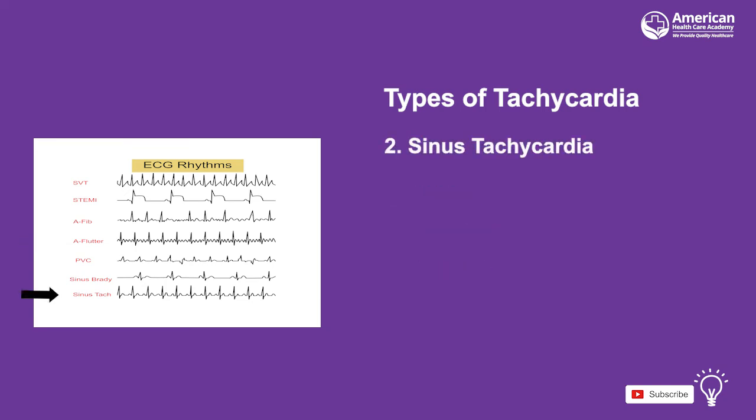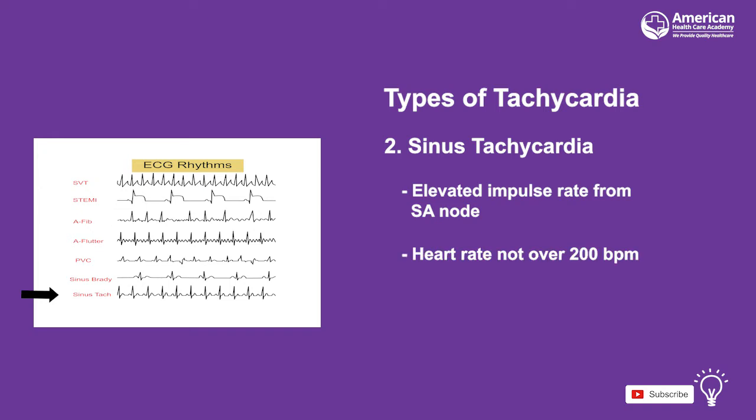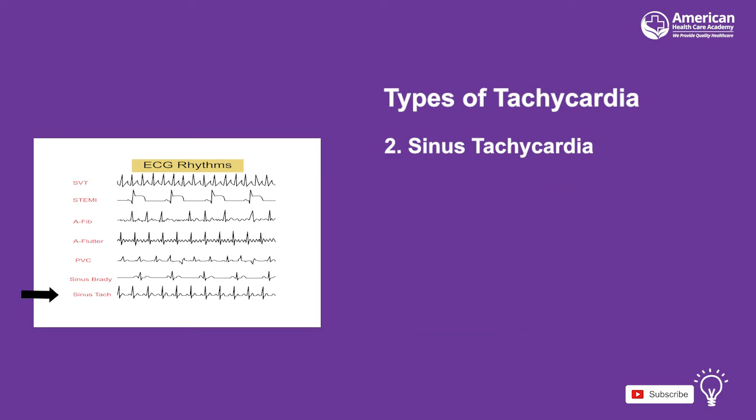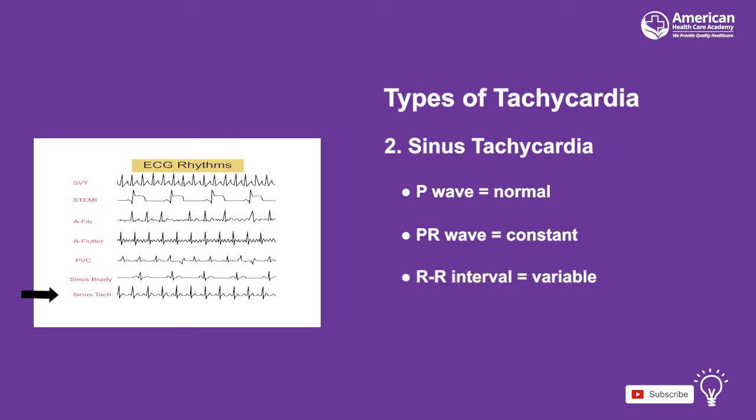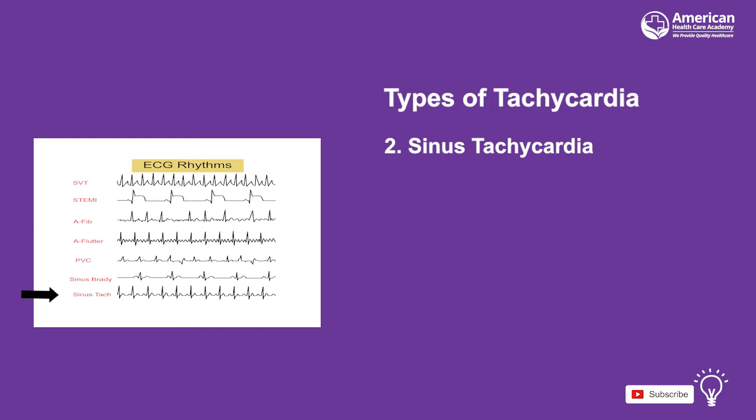The next type is sinus tachycardia, which is when the rate of impulse from the SA node is elevated more than normal for the age of the child. The heart rate usually does not exceed 200 beats per minute, but can exceed 180 beats per minute in infants and 140 beats per minute in children. The P wave is normal, the PR interval is constant, and the R to R interval is variable. Some causes of sinus tachycardia are hypoxia, hypovolemia, fever, poison, metabolic stress, trauma, pain, anxiety, toxicity, and anemia.